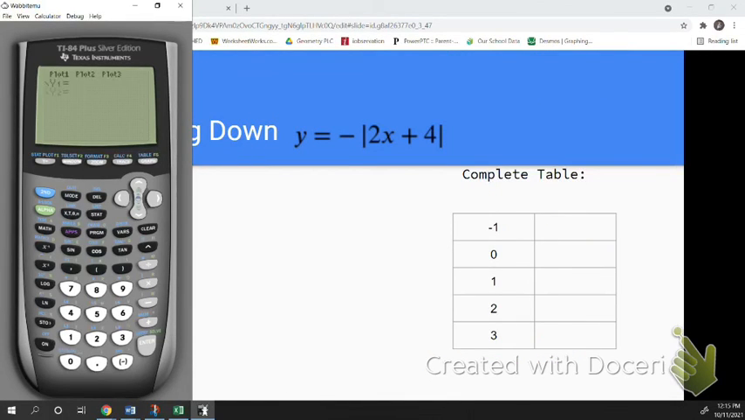So we click y equals, negative, math. Absolute is under number or num. Abs 2x plus 4. Graph. So we'll see the graph. If we go second, graph, we'll see the table and you can check your work.